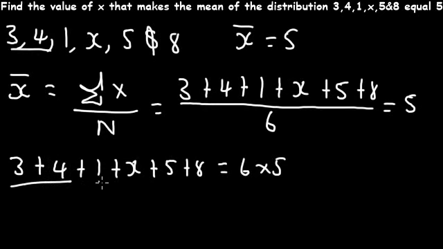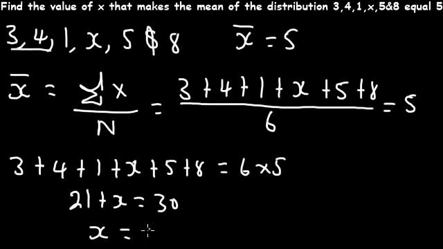3 plus 4 results in 7, plus 1 gives us 8. And when we add 8 to it, we have 16. When we add 5 to it, we have 21. So 21 plus x equals 6 times 5, which results in 30. Now we can subtract 21 from both sides and end up with x equal to 30 minus 21. And x is equal to 9. And that's how you can solve for the value of x.